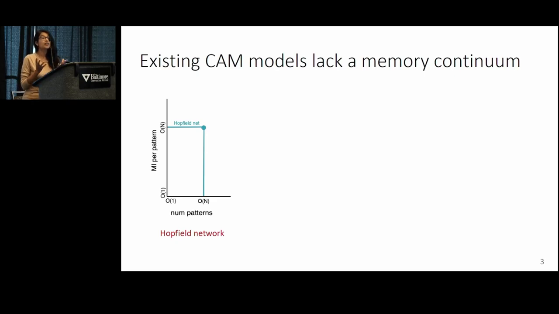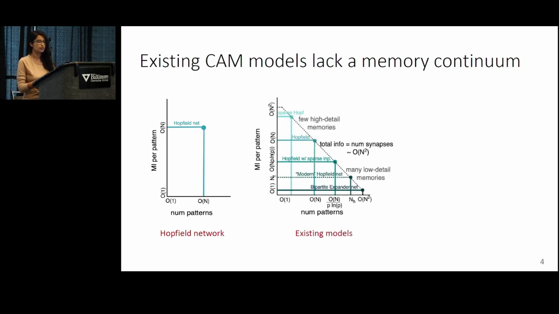So the problem is that the current content-addressable memory models lack a memory continuum. For instance, a Hopfield network has an upper bound on the number of patterns you can store in it. And once you cross that critical capacity, it shows a catastrophic forgetting where it forgets all previous memories. Similarly, most existing models also just form points on this memory continuum.